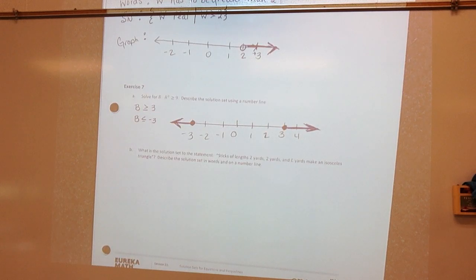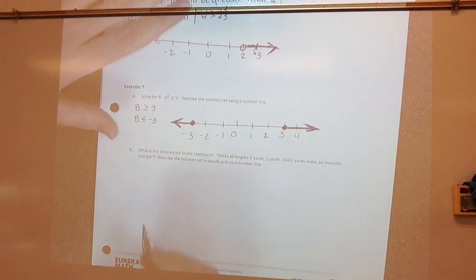What is the solution set to the statement: sticks of lengths 2 yards, 2 yards, and L yards make an isosceles triangle? Describe the solution set in words and on a number line. Well, what do I know about if it's a length? It has to be greater than what? Well, it has to be greater than 0. But in order for it to be a triangle, it would have to be less than what? Well, if I've got a 2 length and a 2 length, it would have to be less than 4.